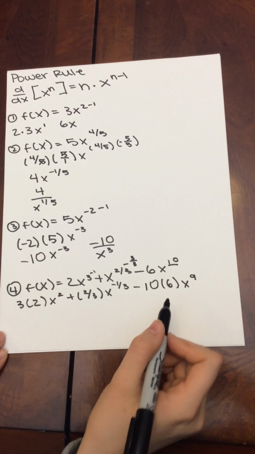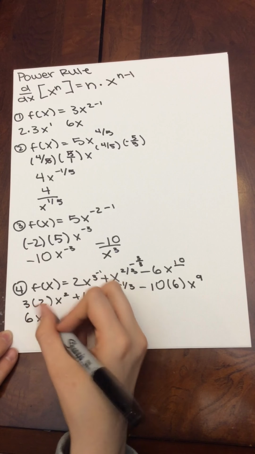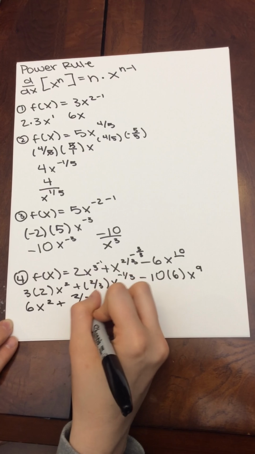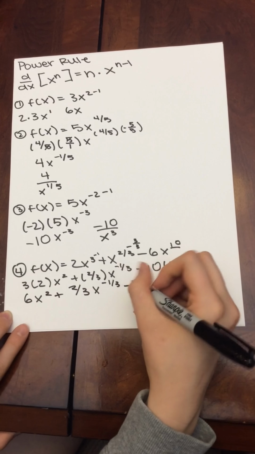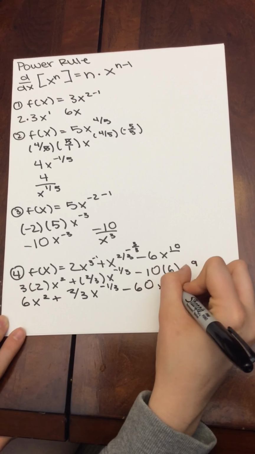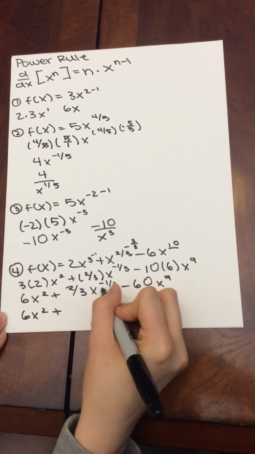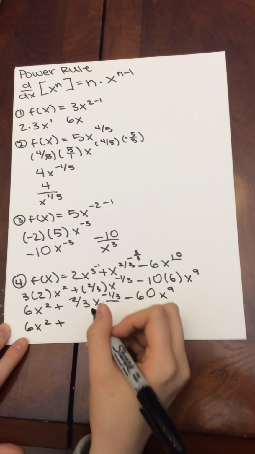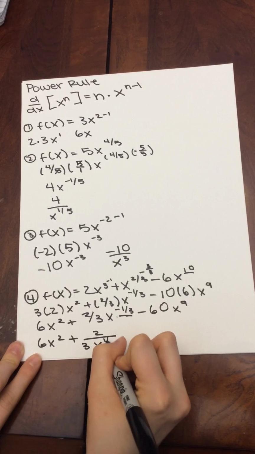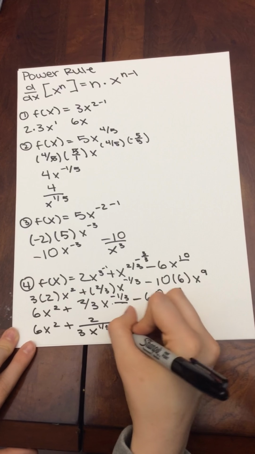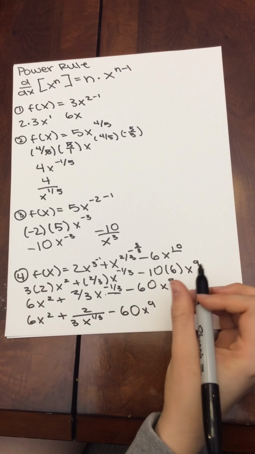So then you just want to simplify this. So 3 times 2 is 6, and then x squared plus 2/3 x to the -1/3 minus 60 x to the power of 9. And then you rewrite it again, and this time you put this exponent on the bottom so it becomes positive. So you leave the 2 on the top, and you put the x to the power of 1/3 on the bottom with the 3. Then you subtract 60 x to the power of 9.